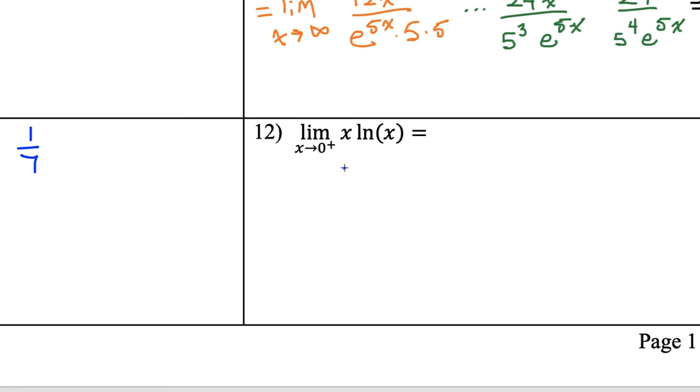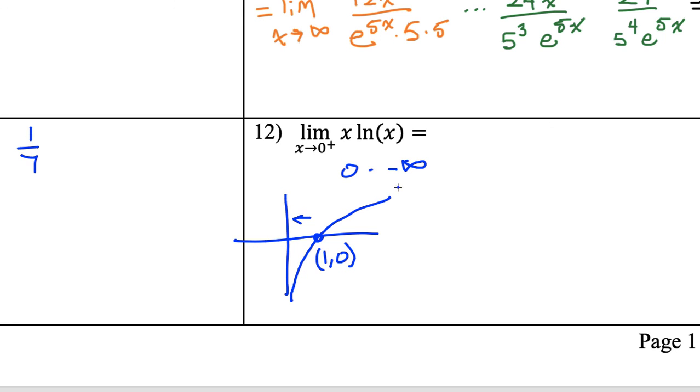If I plug it in though, I get 0 times, okay, natural log of 0. As I approach from the right, I have to put approach from the right because I can't approach from the left. That's outside the domain of natural log. Let's remember what natural log looks like in terms of its function. Natural log looks like this, where it goes through 1 comma 0 there. That means as I get closer and closer to 0, I get closer and closer to negative infinity. So I really have 0 times negative infinity.